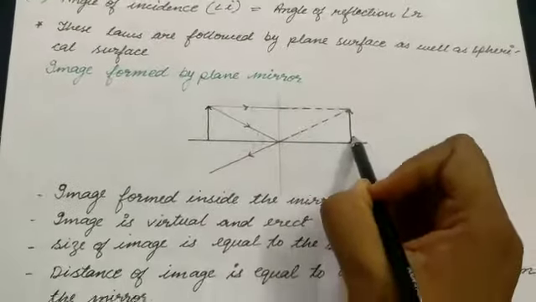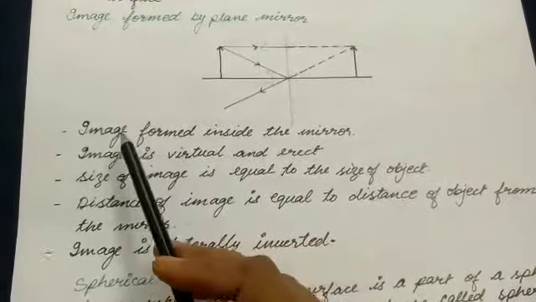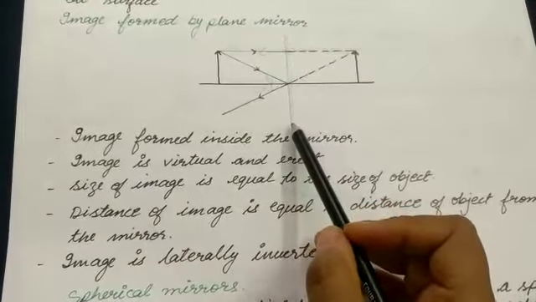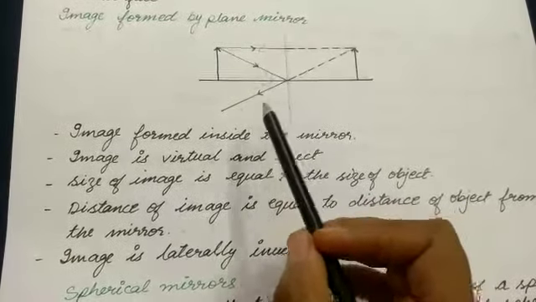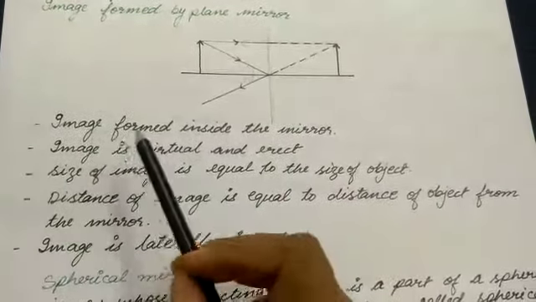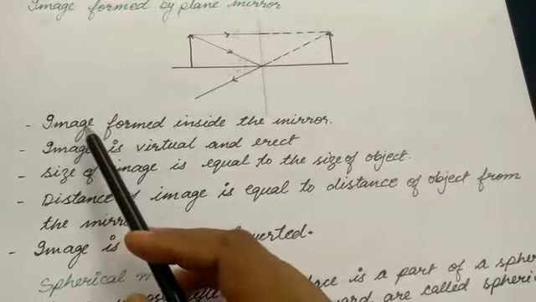Okay, so what are the characteristics of the image formed by a plane mirror? Let us see them. First of all, the plane mirror is the same one in which you used to see your faces in the morning hours, while getting ready for school or offices. Parents used to use it too. So what are the properties of the images which we see in the plane mirror?